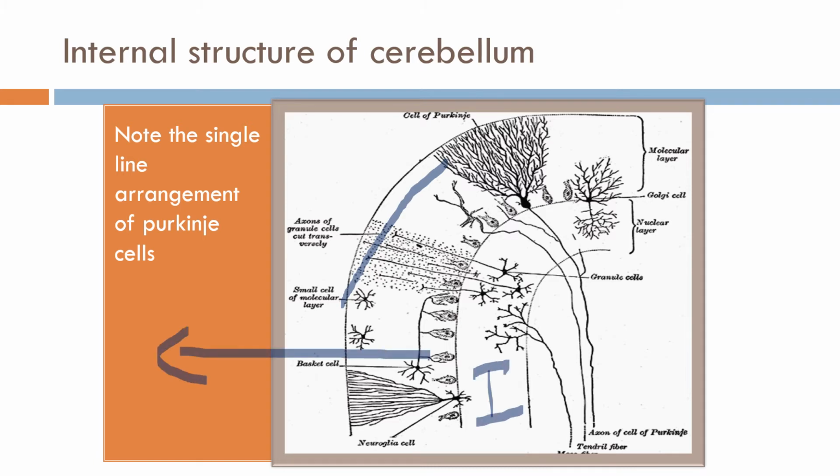Middle Purkinje layer. Note the single line arrangement of Purkinje cells. So if you observe carefully, it will be single line arrangement. It is very interesting, and we have to remember this slide by this arrangement only. And this Purkinje neuron is an example for a large size neuron. So this also you have to remember, Purkinje neuron is an example for a large size neuron.